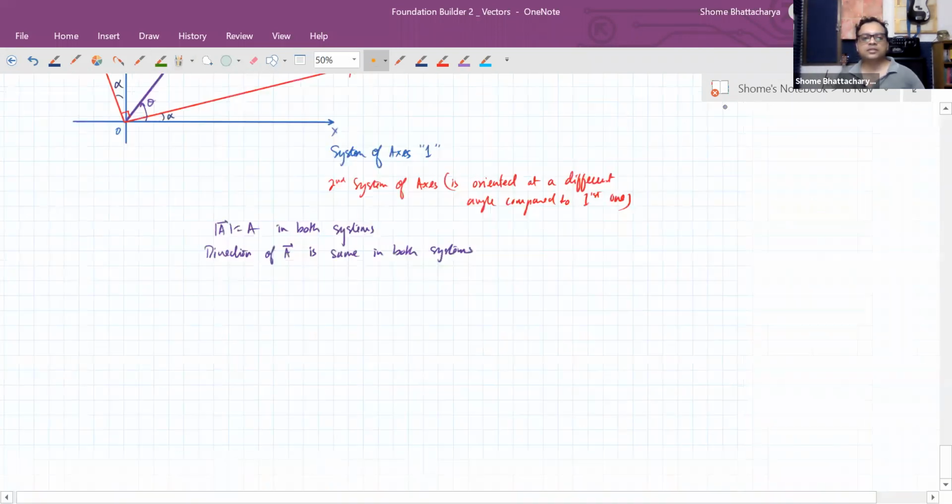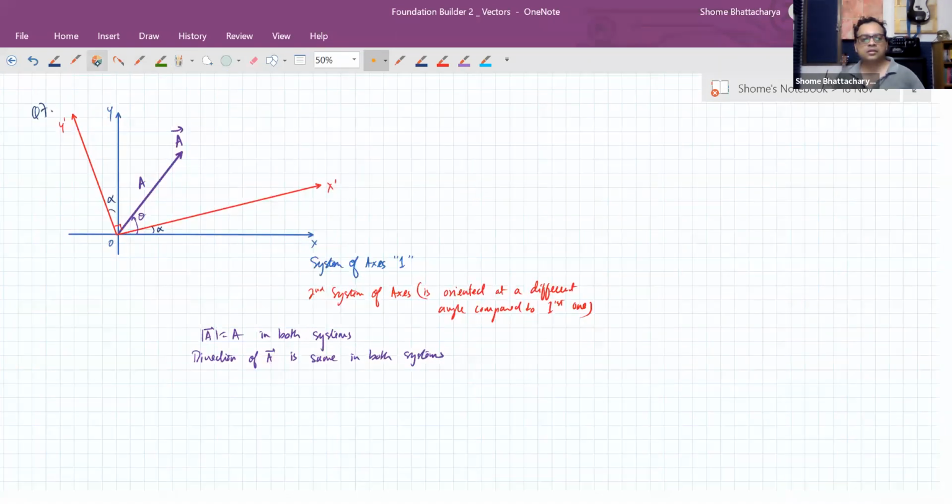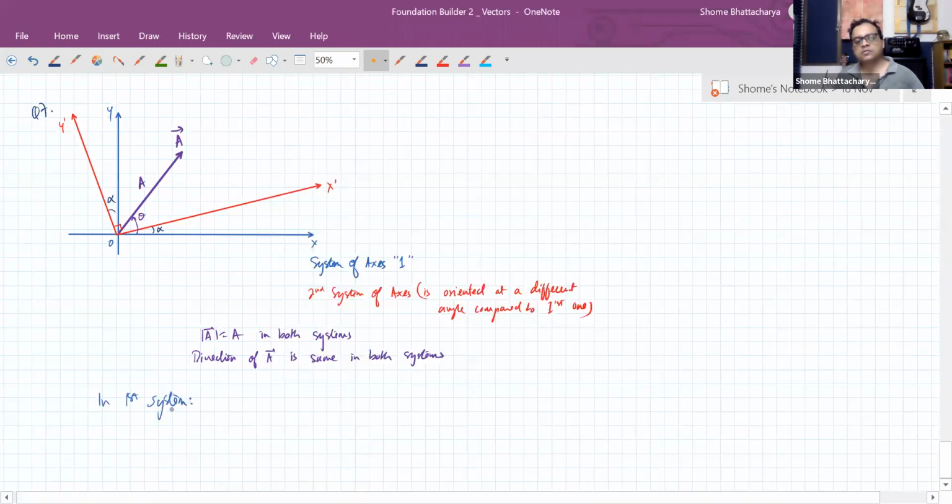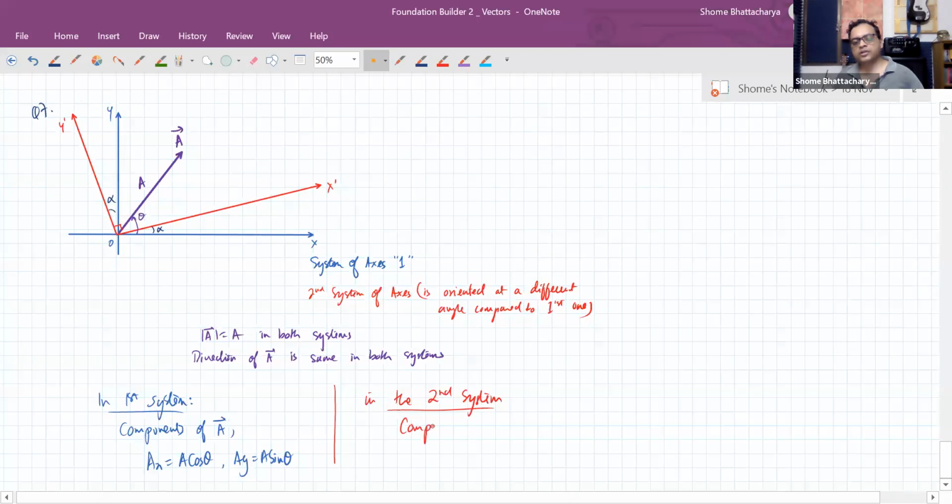But in the same diagram, you will also understand that in the first system, the components of vector A are A cos theta and A sin theta, whereas in the second system, the components of vector A are, let's say, Ax prime, which is A cos of this angle theta minus alpha, because in the second system this angle is theta minus alpha.